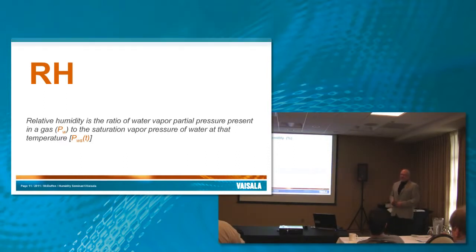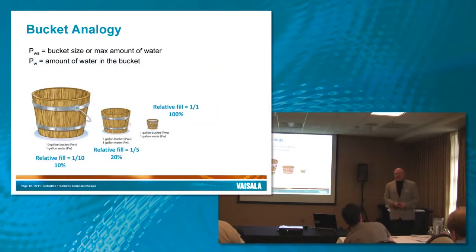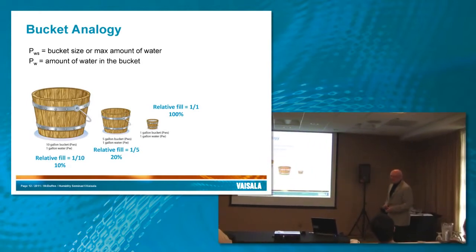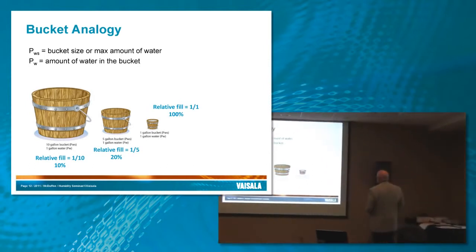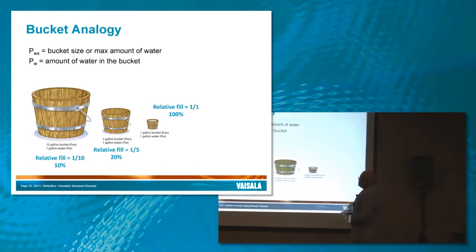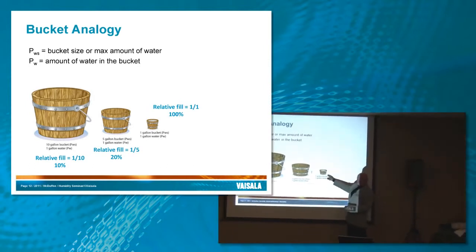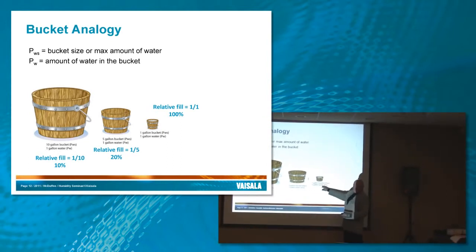So relative humidity is actually just a ratio of the amount of water vapor compared to the total that could be present based on the temperature. So the bucket analogy, I think, is a good one. Say you have a 1 gallon bucket and you've got 1 gallon of water. So right now this bucket is at 100% fill.